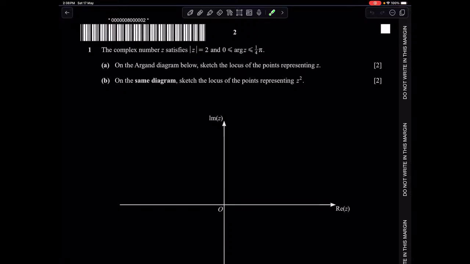The complex number z satisfies modulus z is equal to 2, which means equation of circle with center at origin and radius 2. And this is the argument of z. It lies between 0 and pi by 4 inclusive. On the Argand diagram below, sketch the locus of the points representing z. So we have to draw a circle of radius 2 with center at origin, and argument pi by 4 means y is equal to x.